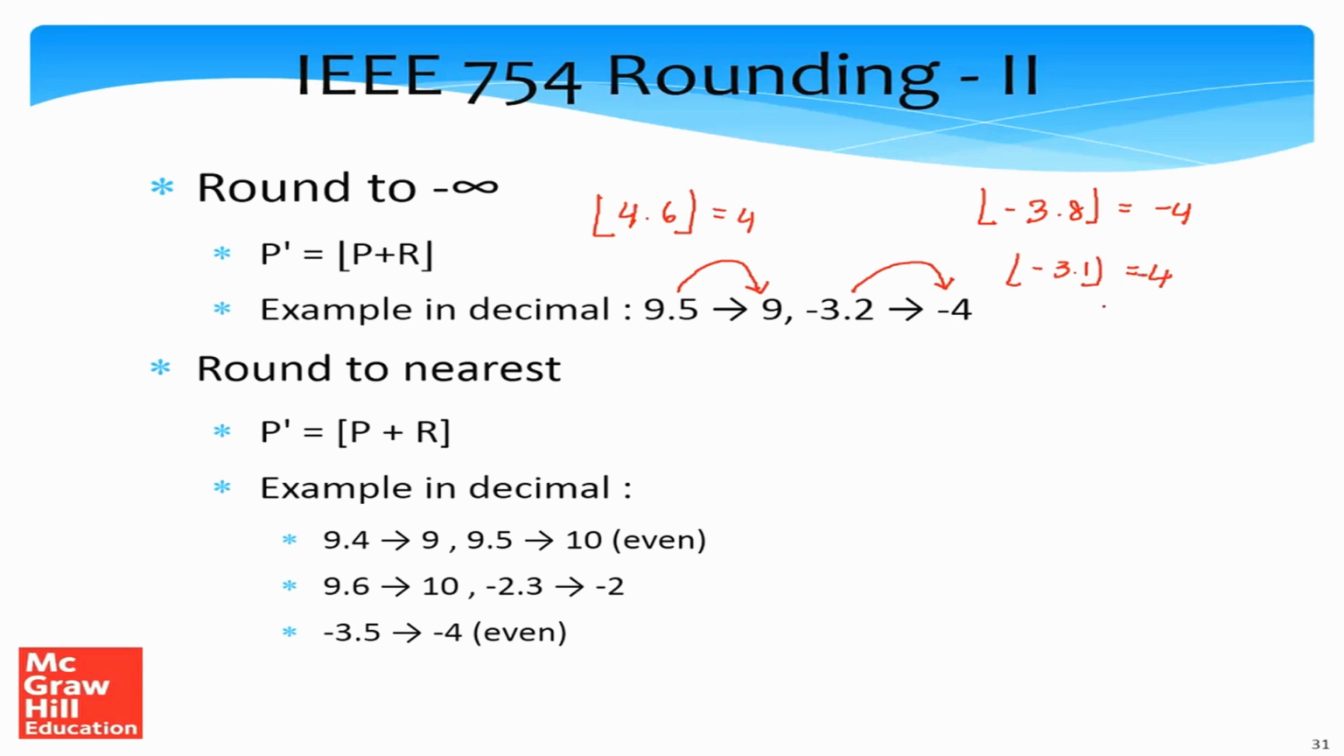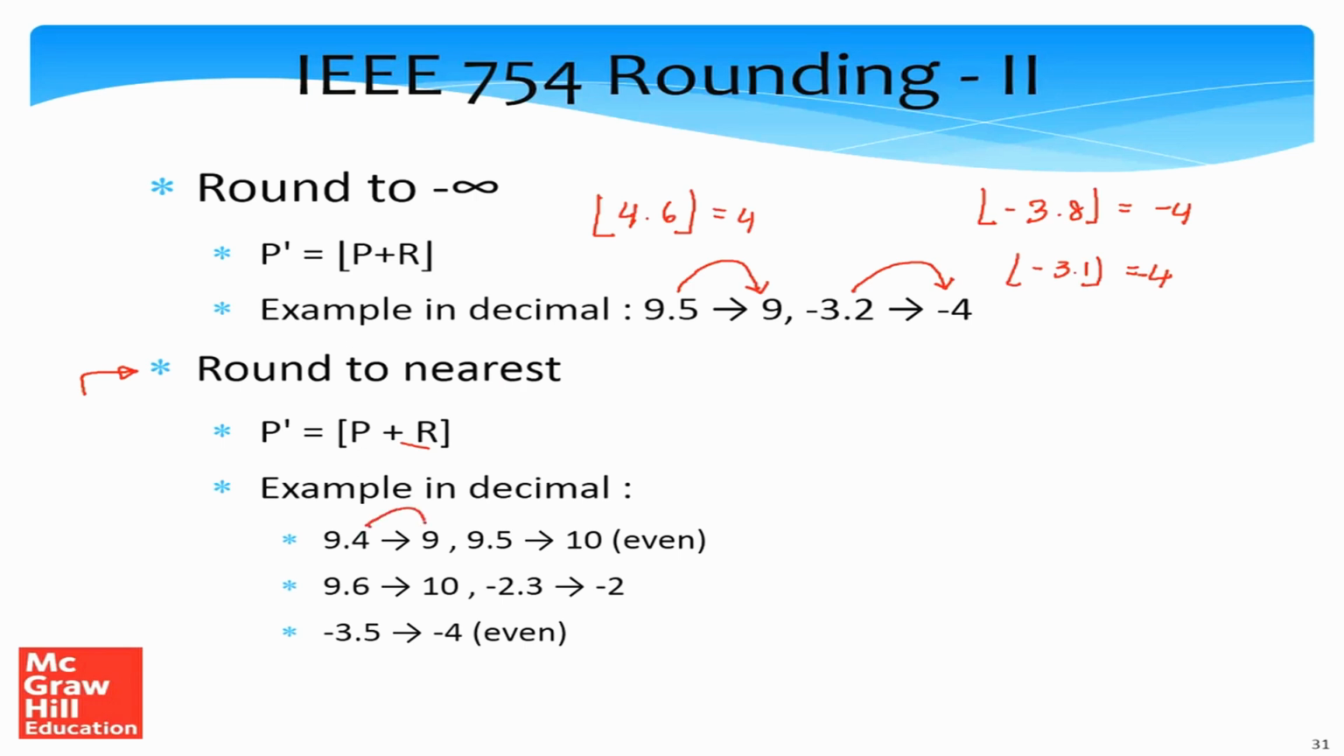So what are the three modes that we have discussed right now? Straightforward truncation, round to plus infinity, and round to minus infinity. Now we will discuss a slightly more sophisticated mechanism, which is also more popular. In this case, P dash is equal to some function of P plus R. It's called the box function, but we'll discuss this function in detail. What we'll do is round it to the nearest integer. It's called round to nearest.